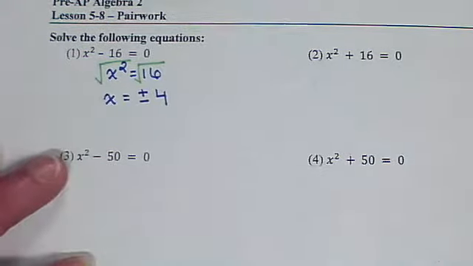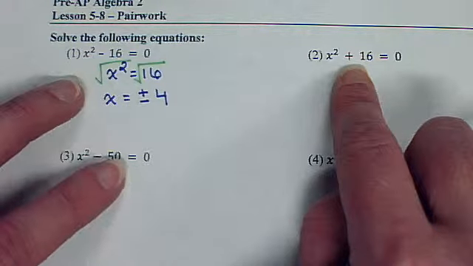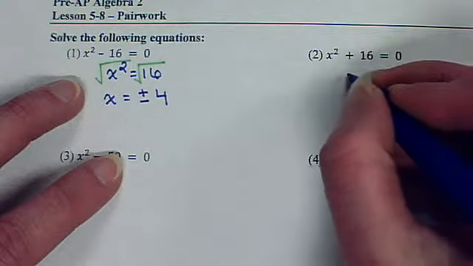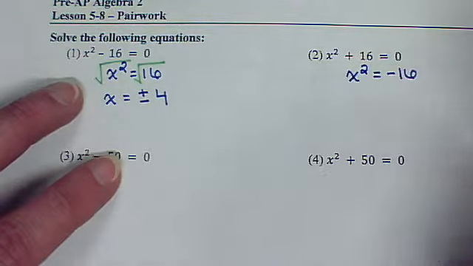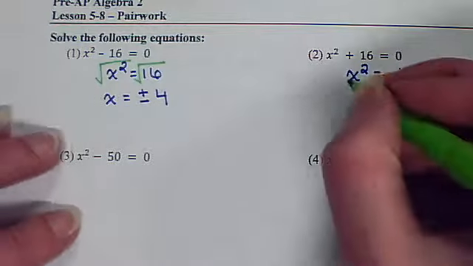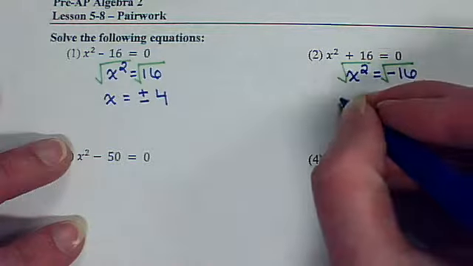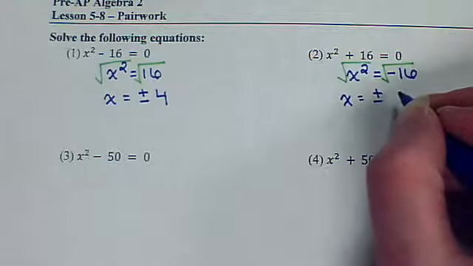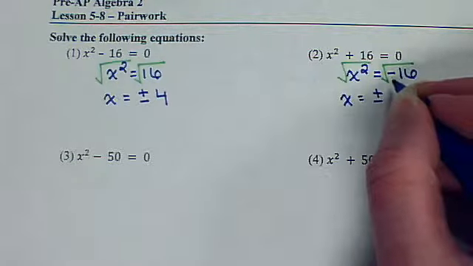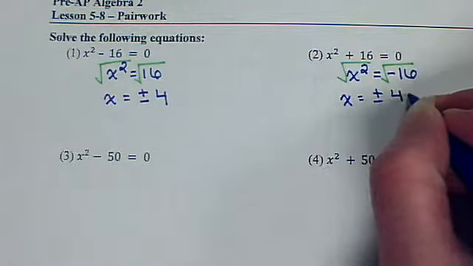Now let's look at number 2, and look at the difference here. To get 16 to the other side, I'm going to have to subtract it this time. So x squared equals negative 16. Now, I'm going to do the same technique. Take the square root of both sides. When I do that, I always have a negative or positive option. But the square root of negative 16, aha! We know how to handle that now. Anytime we have the square root of a negative number, that means we're going to have an imaginary answer. So that's 4i.